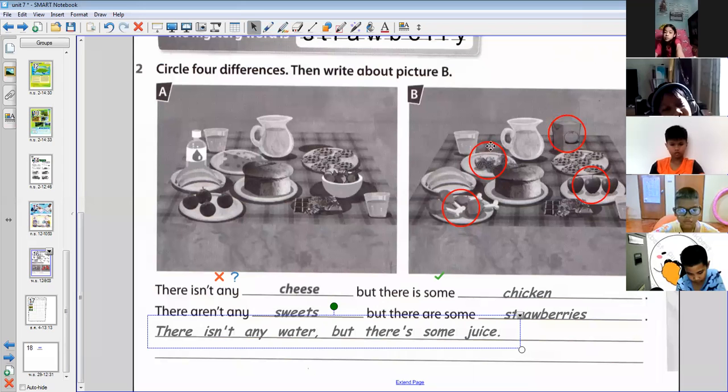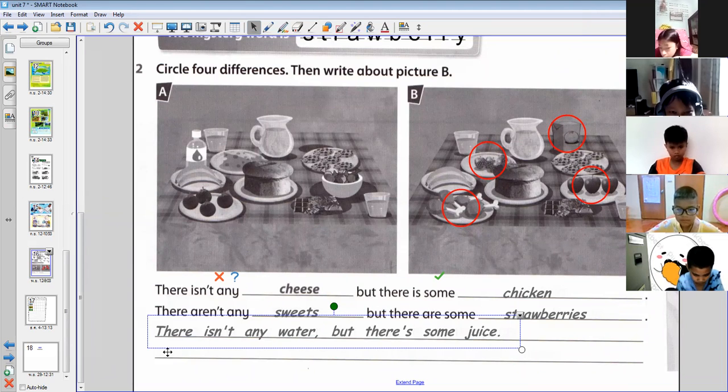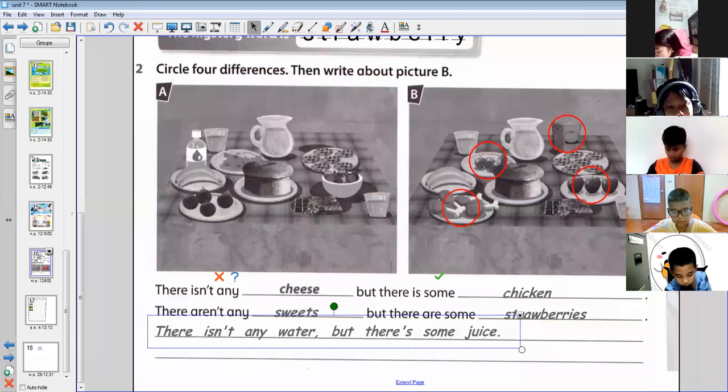So there isn't any water, but there's some juice. Water in the bottle, yeah. So maybe this isn't water. Maybe this is the juice. The picture's not very clear, so I put there isn't any water, but there's some juice, because we've used the cheese already. And then we have one more sentence, and that will be countables. There aren't any, there are some down here.